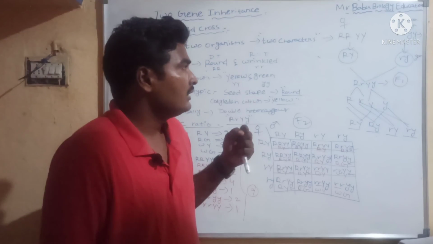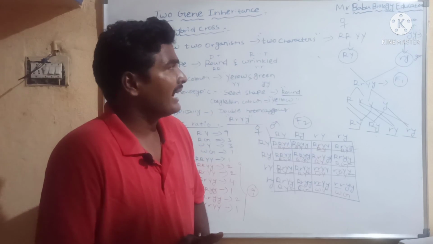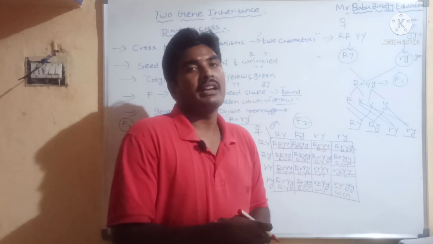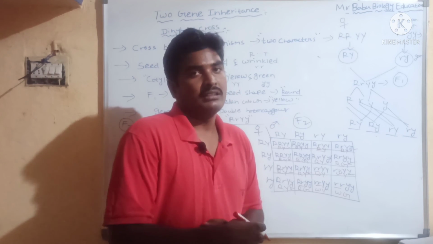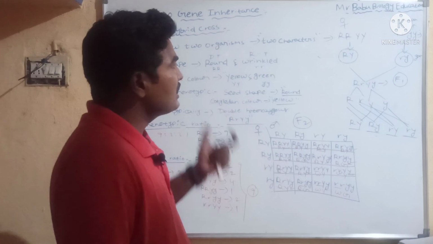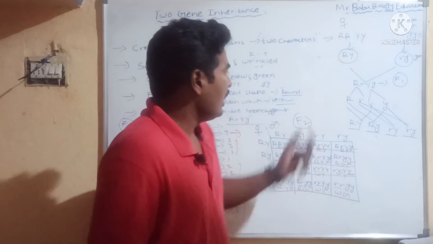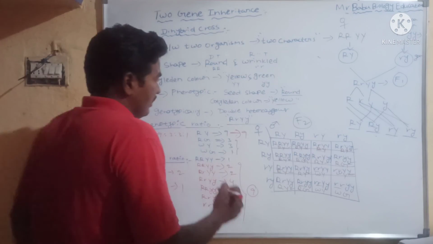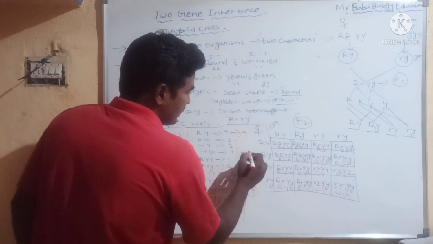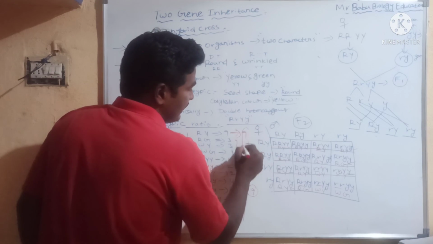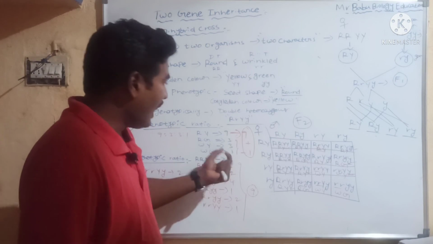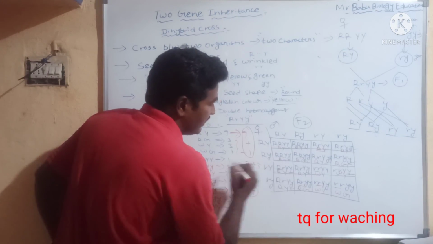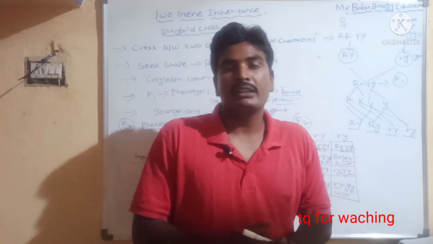This is very, very important for some competitive exams. So what probability are we expecting? Parental combination, how many are we getting? And non-parental combination, how many? So what is the parental combination? Round and yellow, we are getting 9. That is the parental combination. And wrinkled green, we are getting 1. So total parental combination is 10. Now non-parental combination is 3 plus 3. This is the variations of dihybrid cross. Thank you for watching.